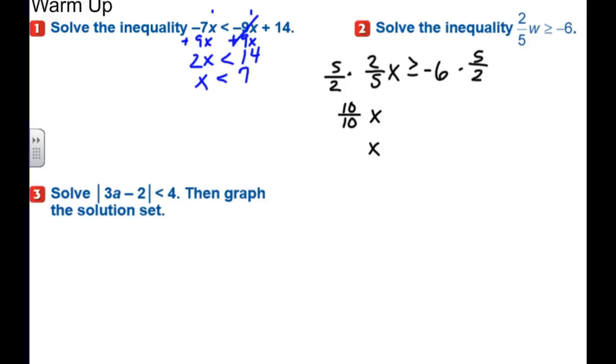And on the right-hand side of the equation, we would have negative 6 times 5/2. You can do that with your handy-dandy calculator, or you can say, oh, I remember how to multiply fractions. It's negative 6 over 1 times 5 over 2, and we multiply straight across. We multiply the numerator, negative 6 times 5 is negative 30, and the denominator is 1 times 2, which is 2, and when we simplify that, we get negative 15. We did not have to change the sign at all because we did not multiply or divide by a negative number. Now let's look at number 3.